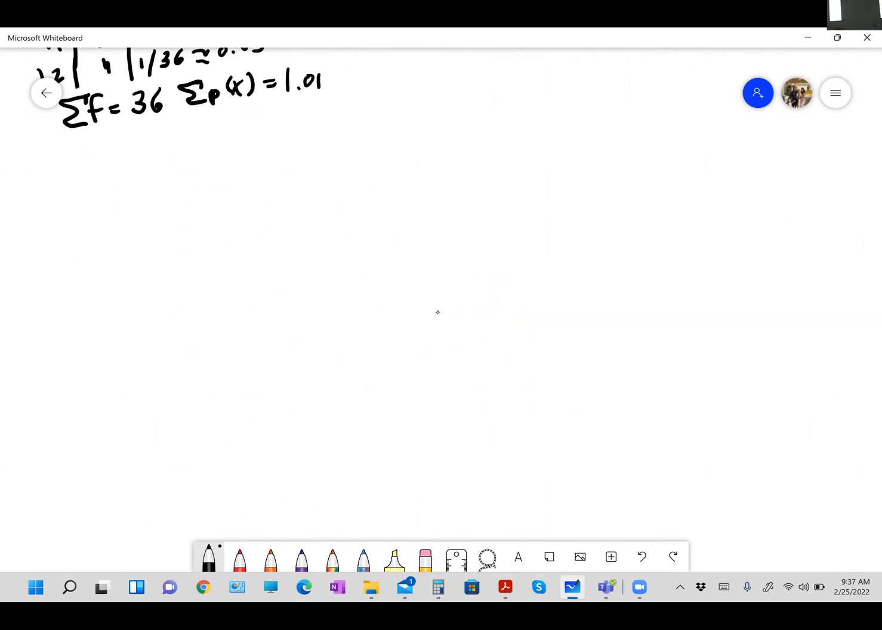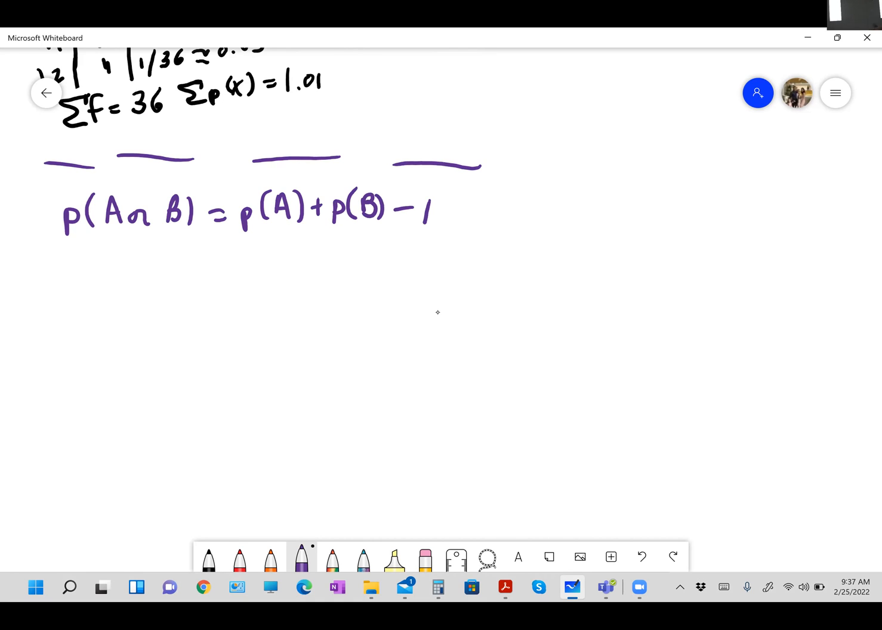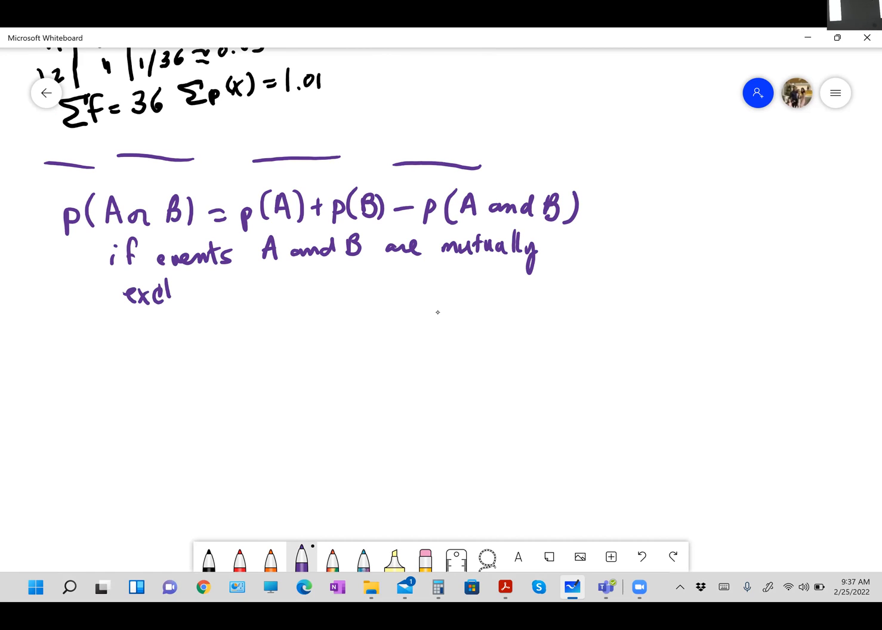We said, hey, listen, the probability of an event A or B must equal the probability of A plus the probability of B minus the probability of A and B. Now, if events A and B are mutually exclusive, then the probability of A or B must equal the probability of A plus the probability of B. As a consequence, that's called our addition rule.